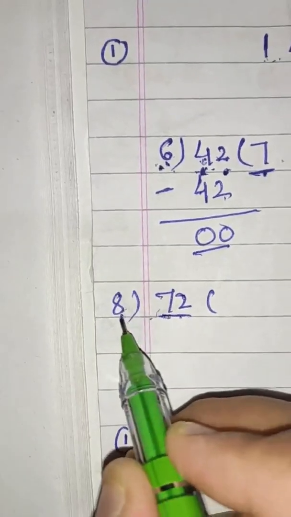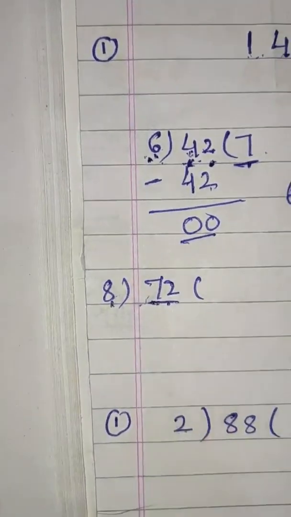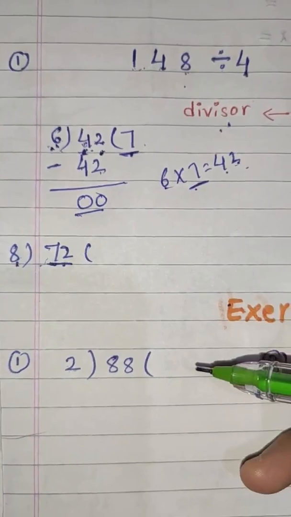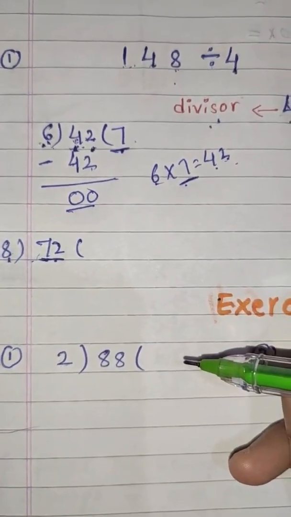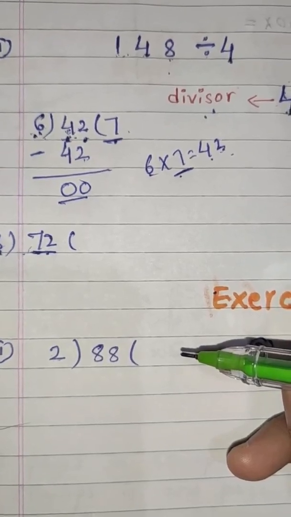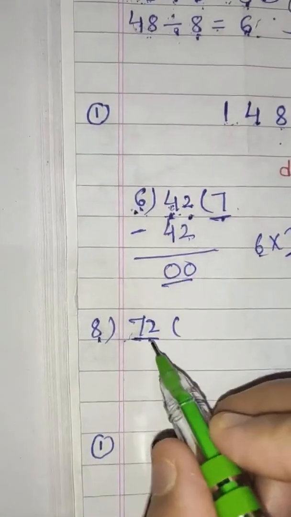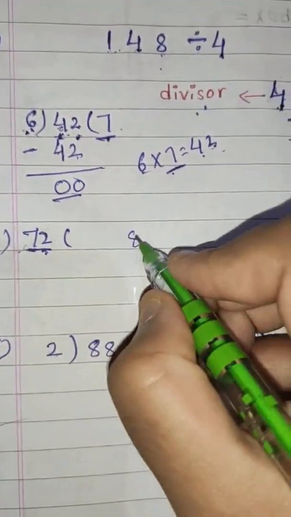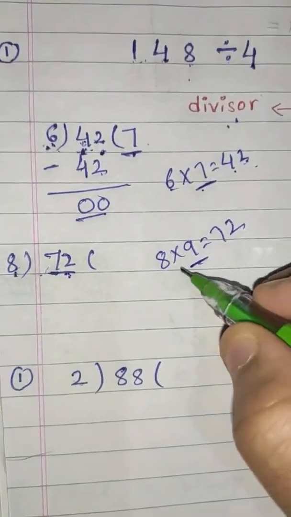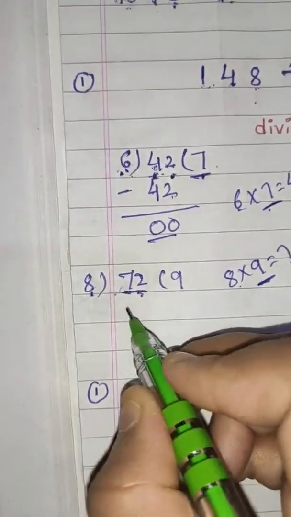Now let's count the 8 table to get the 72. So 8 ones are 8, 8 twos are 16, 8 threes are 24, 8 fours are 32, 8 fives are 40, 8 sixes are 48, 8 sevens are 56, 8 eights are 64, 8 nines are 72. So we have multiplied 8 9 times to get 72.